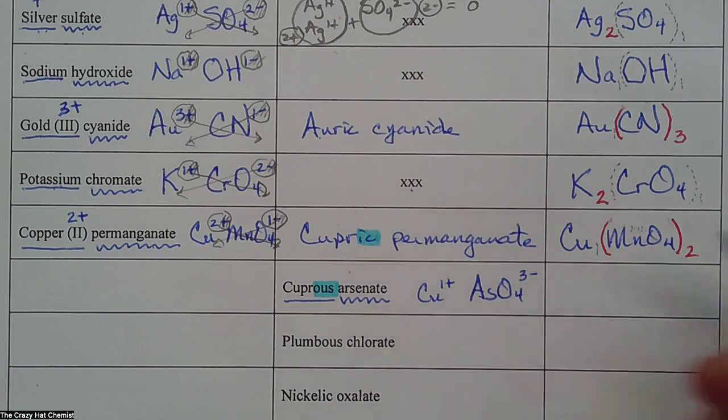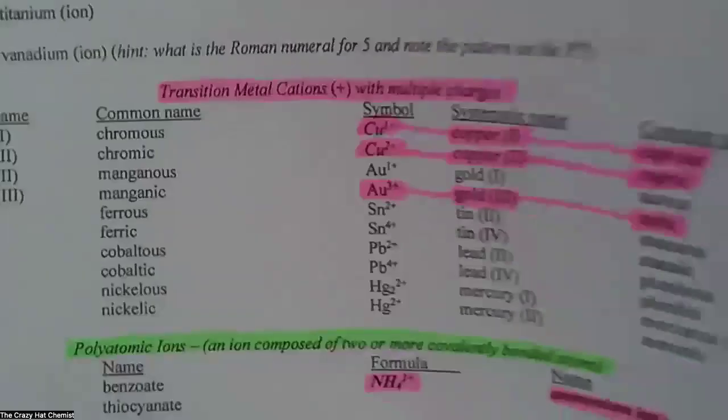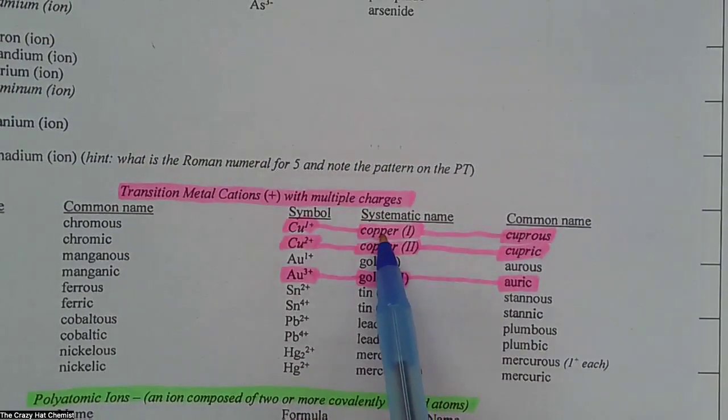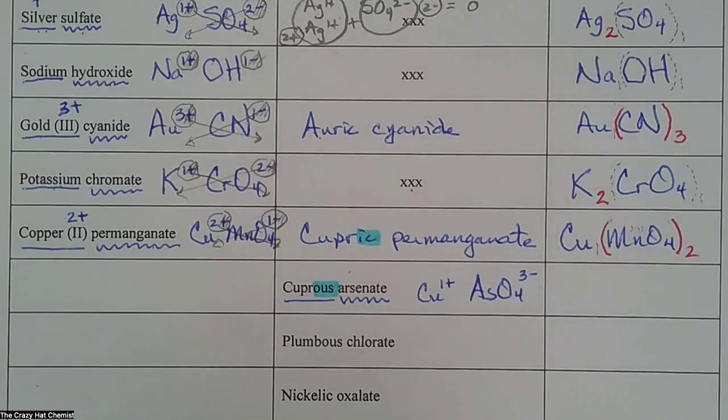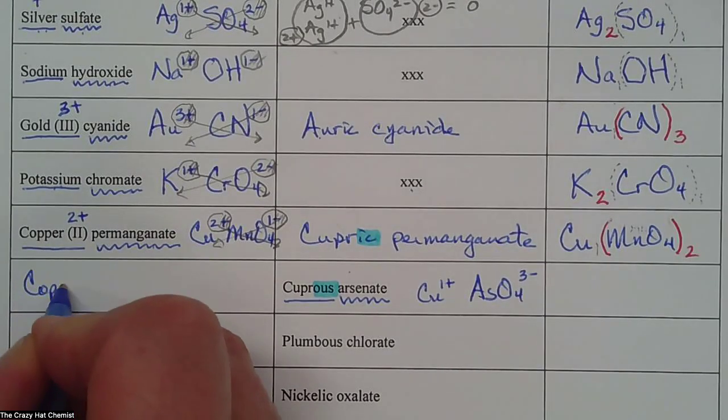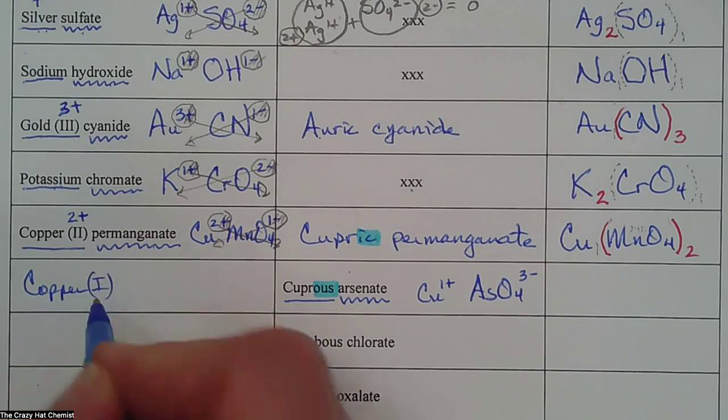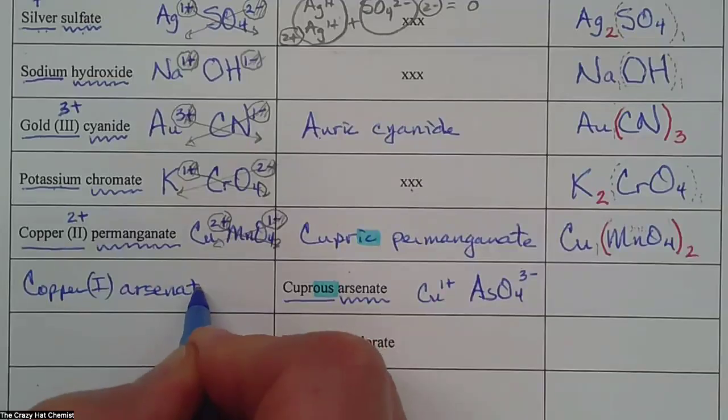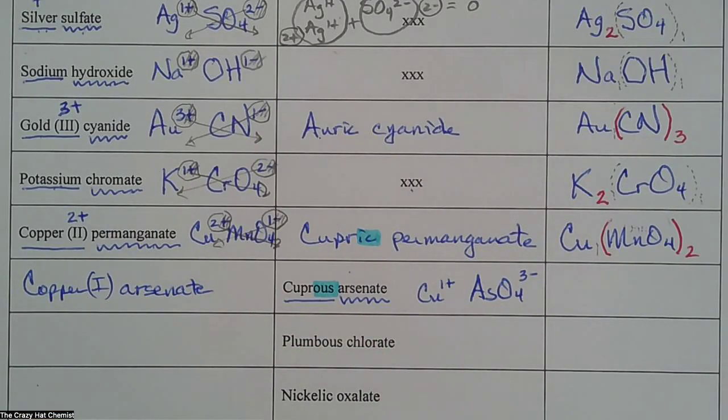AsO4 3 minus. So just a reminder here, that's copper Roman numeral 1. So I'm going to write that down: copper Roman numeral 1, and then arsenate. All right, now we need to come up with the formula.